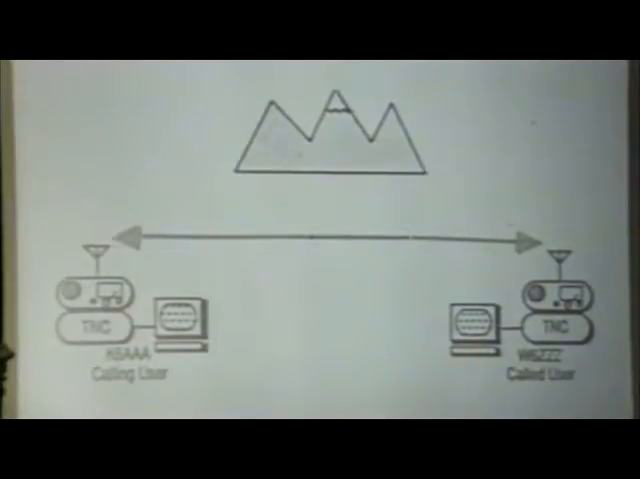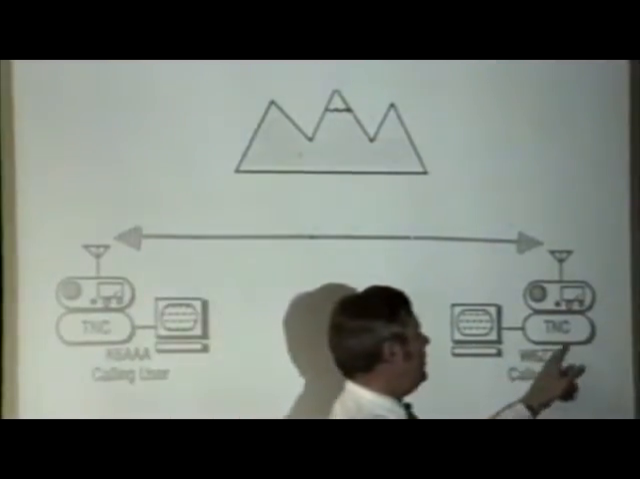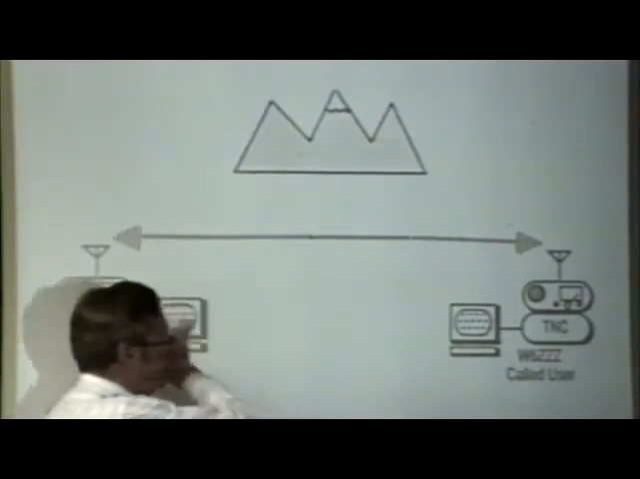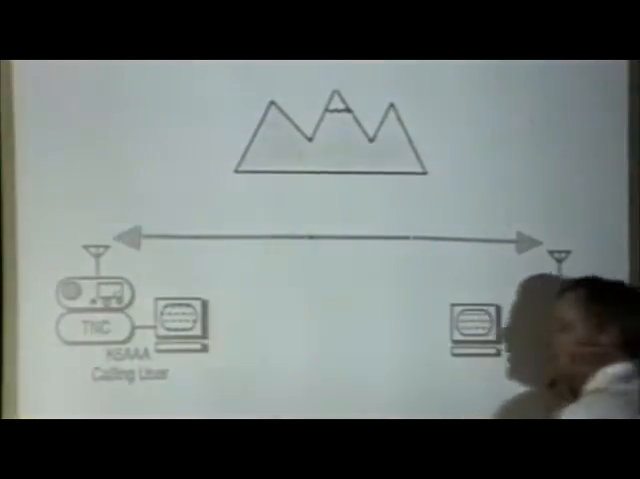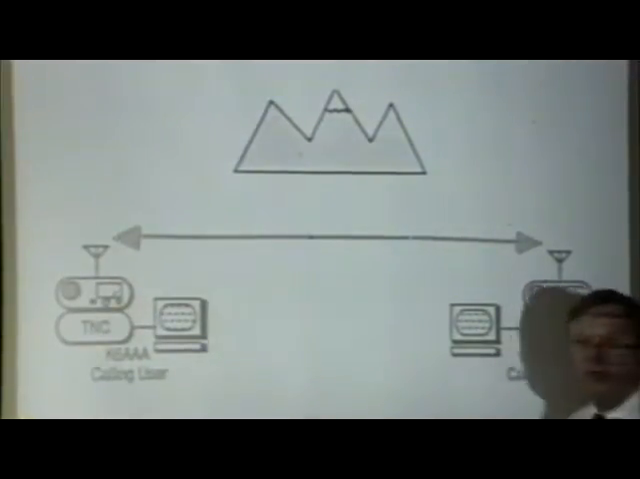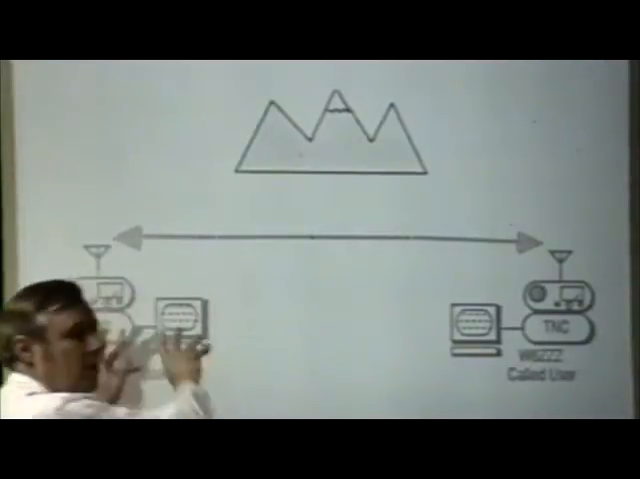Now there's another timer in here. I'm not sure if Joe covered it or not because I was in and out last week. It's called the link timer. Let's say that K6AAA connects to W6ZZZ. And he says, hi, how are you doing? W6ZZZ says, oh, I'm doing fine. K6AAA says, okay, fine, I'll see you in a bit.